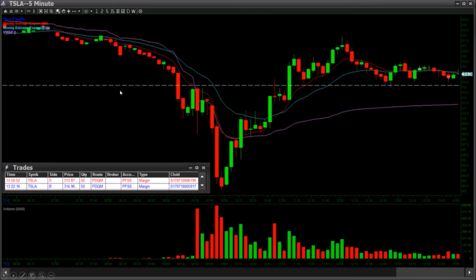Next trade was on Tesla. And this one was big. Everybody was wanting to get in this. You can see here the open. We had a solid 5-minute open range breakdown. And then we had the reversal here. And this was a huge, huge VWAP rejection fake out.